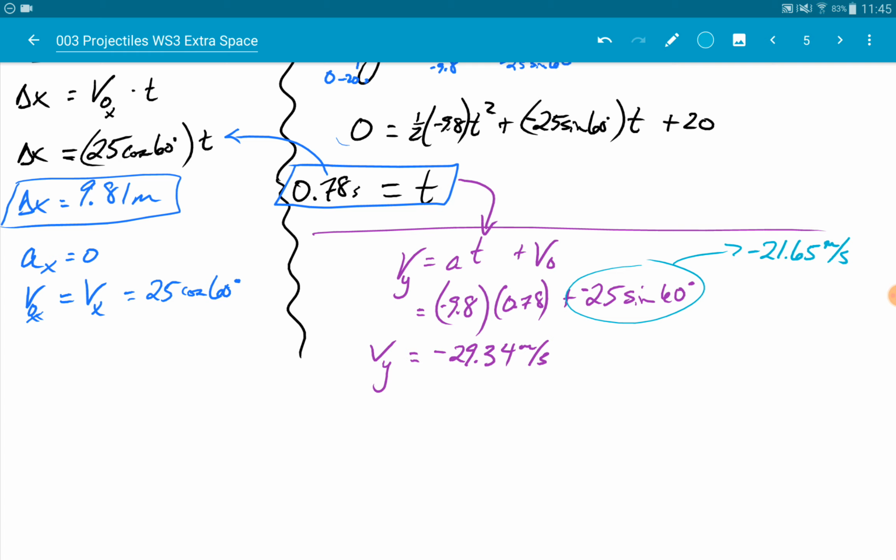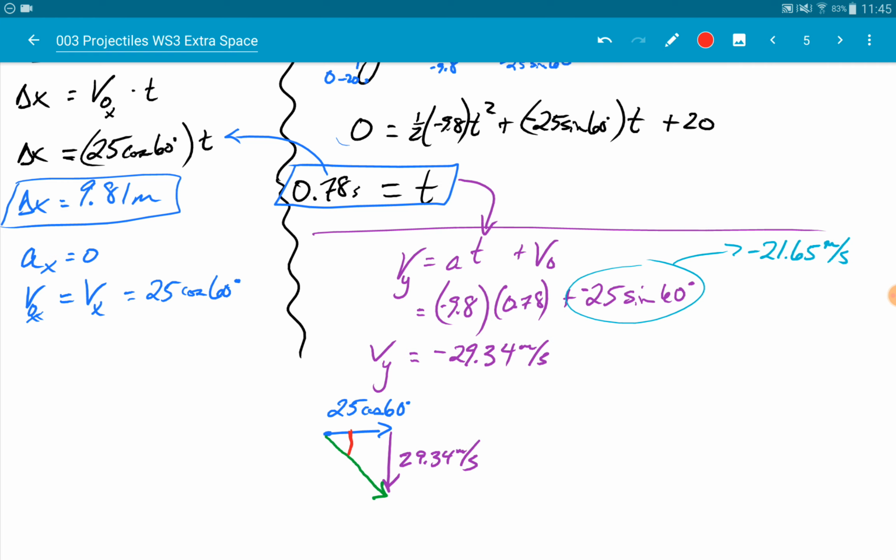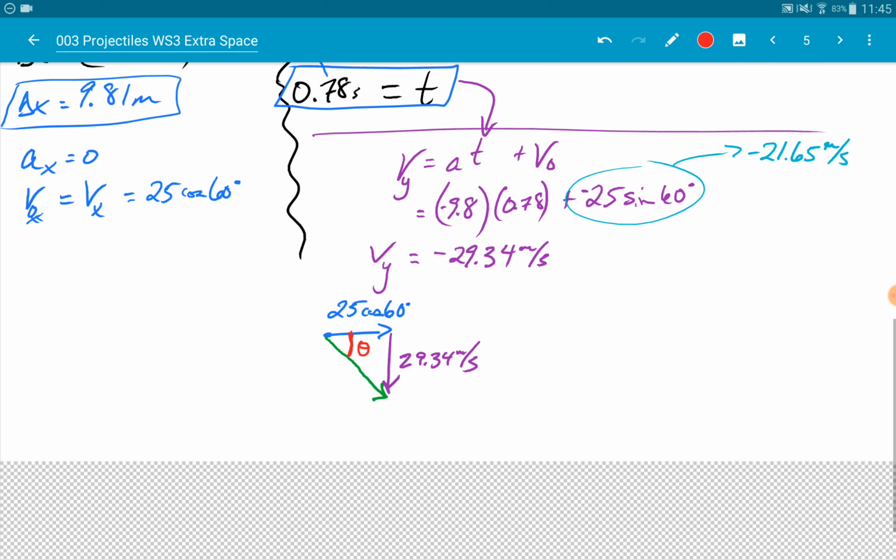Okay, great. So now let me redraw this actually. I'm going to draw the blue velocity vector to the right there. And we already know that that's 25 cosine of 60 degrees, so that hasn't changed. And then the purple one is going down, and that vertical velocity has changed. It's 29.34 meters per second, pointing downwards. My total answer, though, is the vector sum of both of those things, but they're vectors, so I can't just straight add them together. And furthermore, I've got to figure out what angle that is at, and I'll label that as theta.